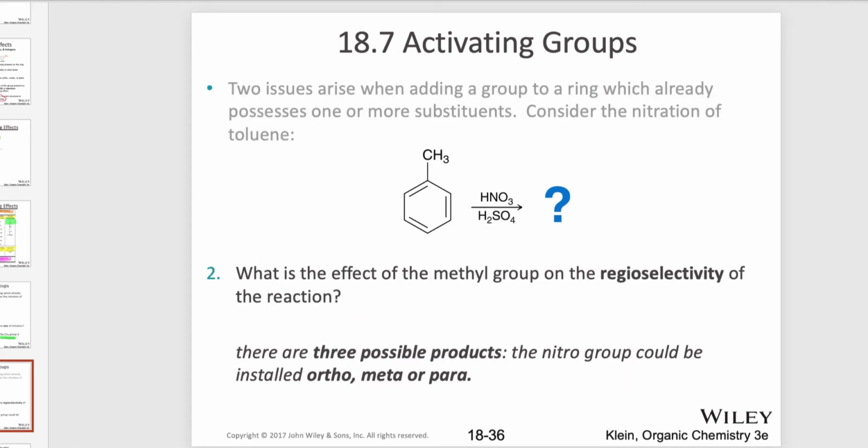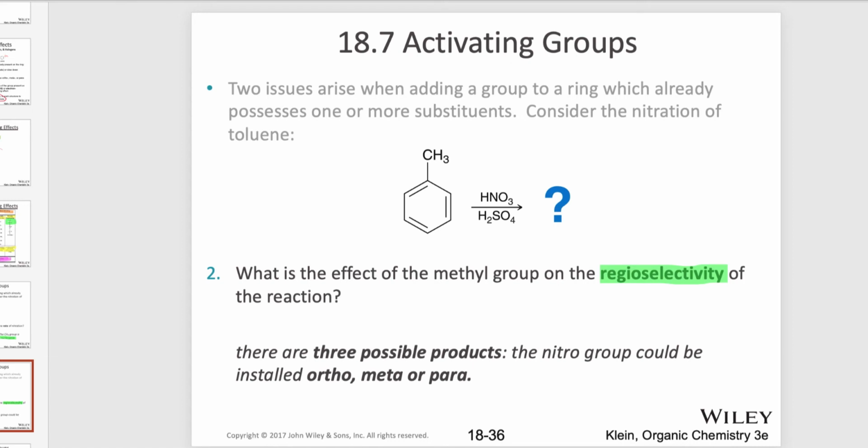Next slide. As we're looking at this, we want to also understand the effect of the methyl group on the regioselectivity, which is the placement of the new group. Is it going to be in the ortho position? And we have 2. In the meta position, we have 2 positions, and or the para positions. So there are 3 possible products, and here we are. It could be ortho, meta, or para.